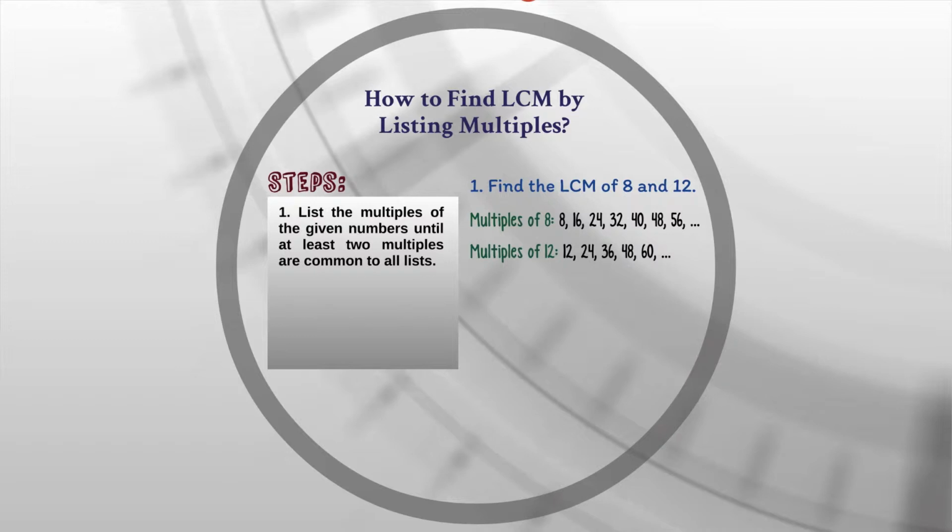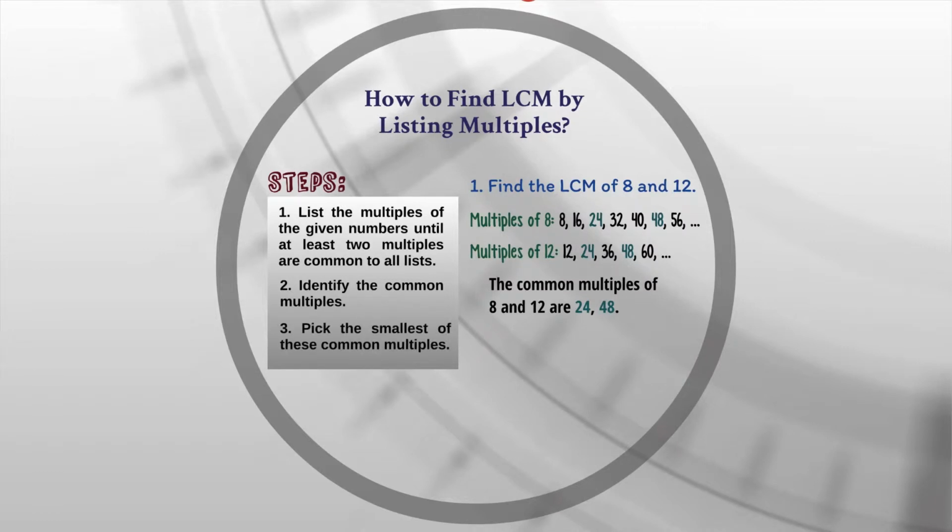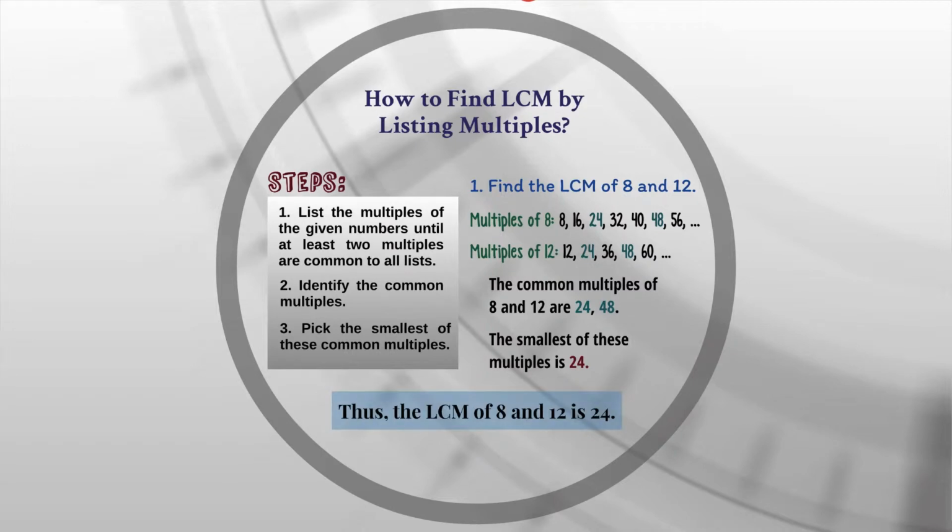Now that we have multiples of the two numbers listed, we can identify the common multiples. As you can see on the list, the common multiples of 8 and 12 are 24 and 48. We are talking about the least common multiple here, so we're going to pick the smallest of these common multiples. That's pretty easy. It's obvious that 24 is the smallest. Thus, the LCM of 8 and 12 is 24.